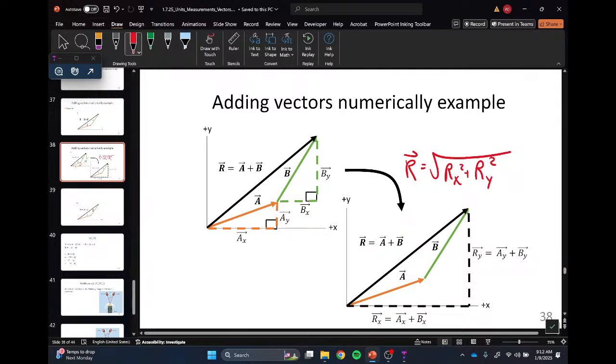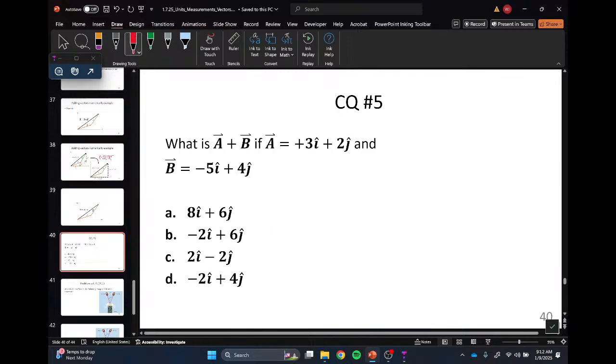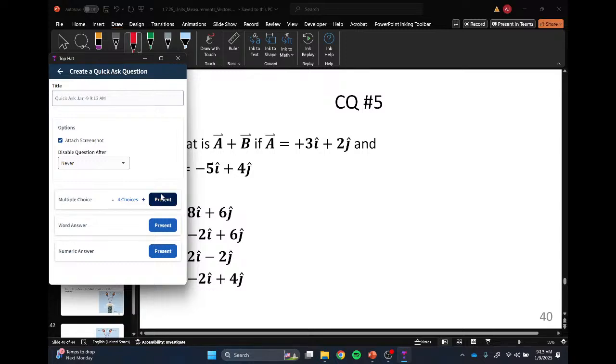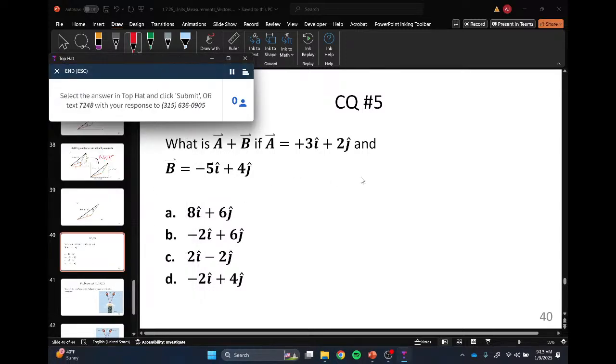Okay, so let's try it. What is a plus b? And this one I've already kind of written in components form for you. You didn't have to do any xy stuff, or any trigonometry necessarily. So a is 3i plus 2j. B is negative 5i plus 4j. What is a plus b if this is the case? Same thing, only one right answer.